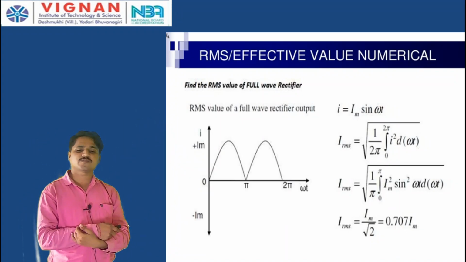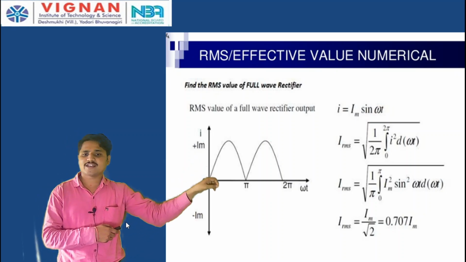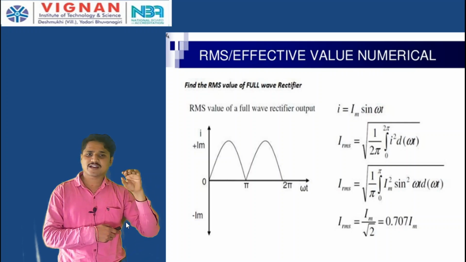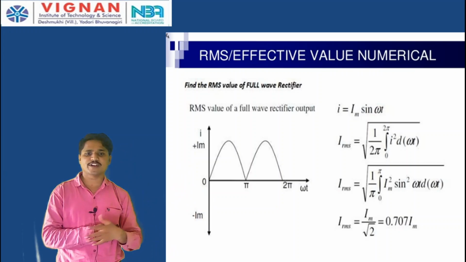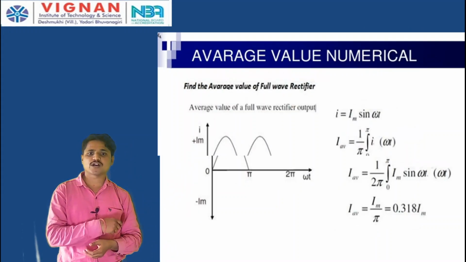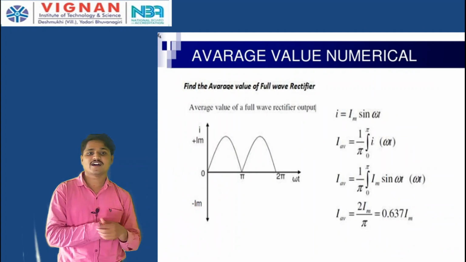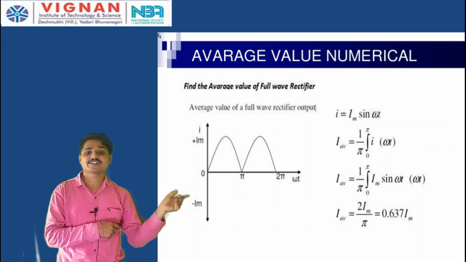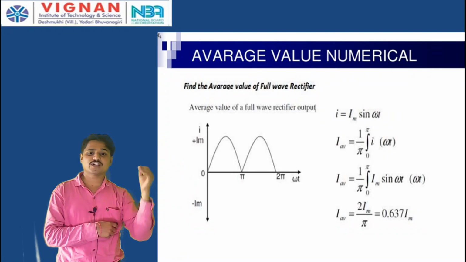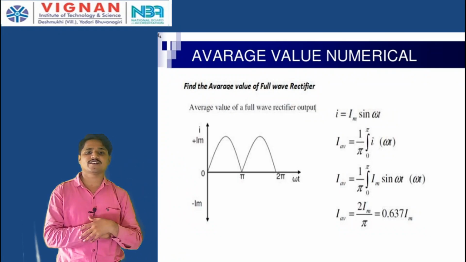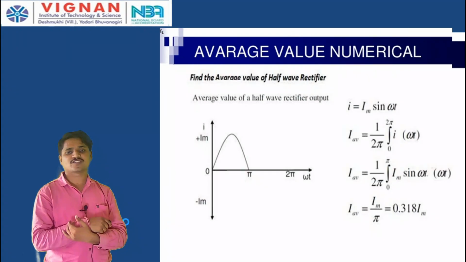But what you understood from this RMS value and average value is, see here 70.7% of the maximum value, this much current flowing in a resistor will produce some amount of heat, which is equal to the heat produced by 63.7% of the maximum value, that is the average value, flowing through the same resistor. The same amount of heat is generated. That is the relation between the average value and RMS value.